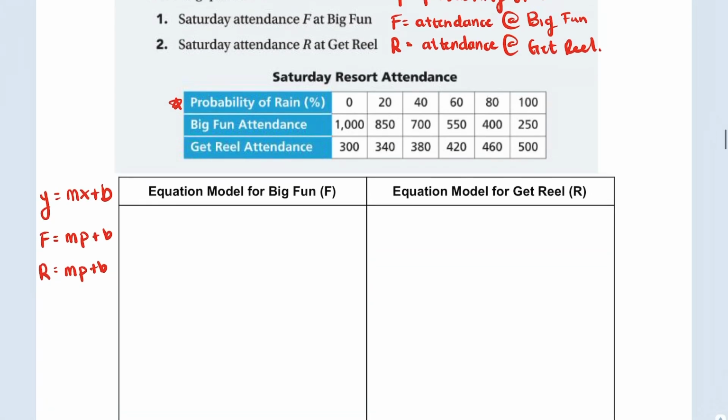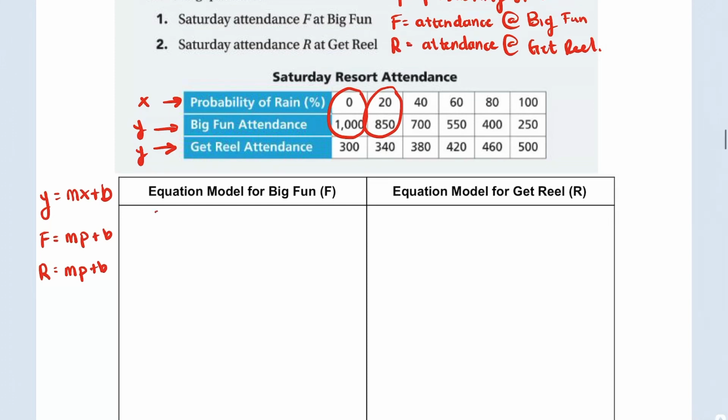Remember that you need a slope and you need a y-intercept to write an equation of a linear model. So let's go ahead and do this for Big Fun. It's important to know, and I'll say this again, that the probability of rain is going to be our independent variable, or our x, and then the attendances at either place are going to be our dependent variables, or our y's. Okay, so I'm going to pick 2 points from this table. I like to keep it simple. There's 0, 1,000, and then let's just use the next point, 20 and 850.